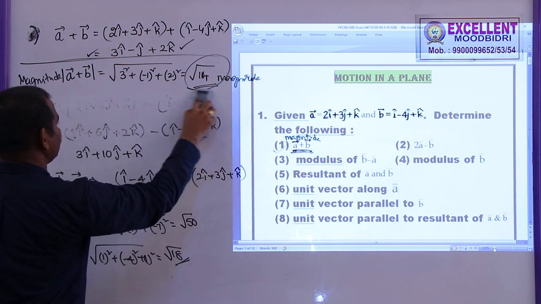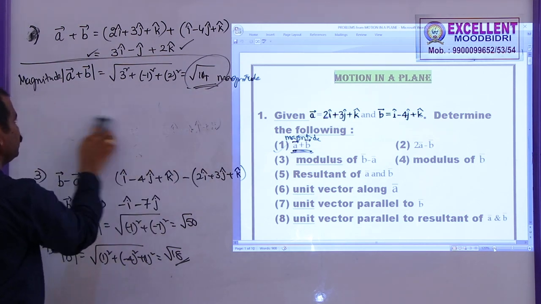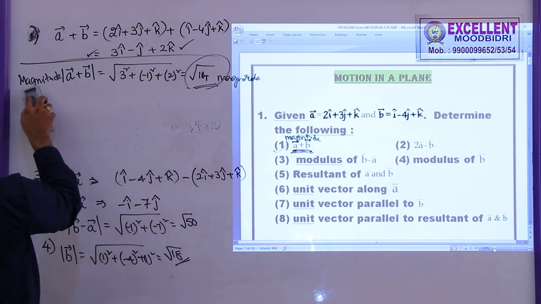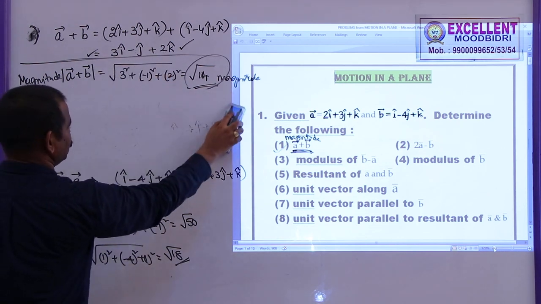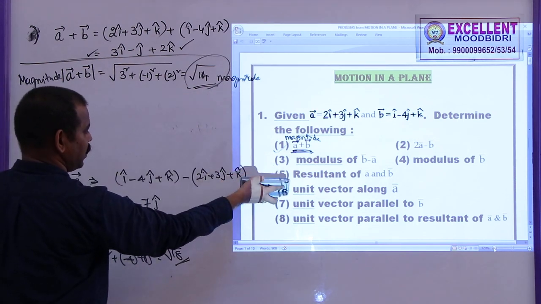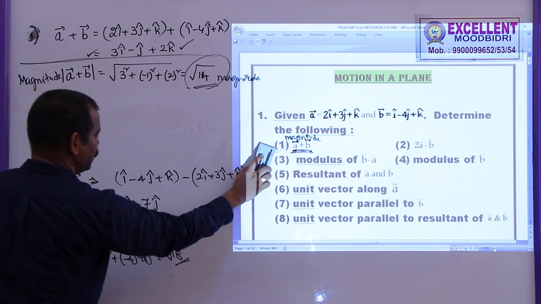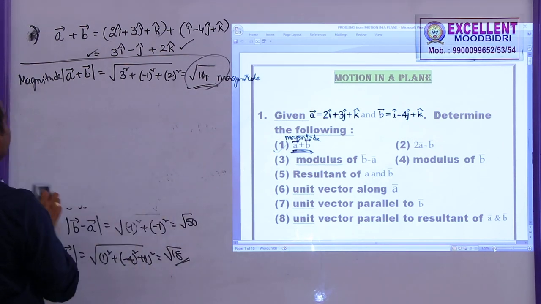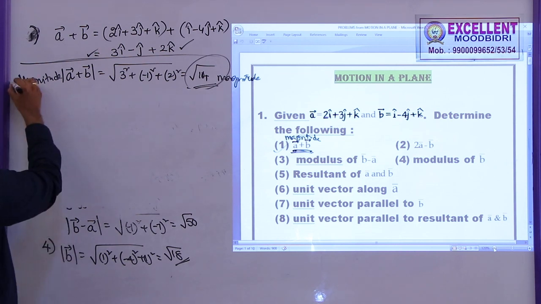So this is the resultant of a bar and b bar, which is given by 3i minus j plus 2k, and they are asking for the resultant, we have to find the magnitude. Direction is not required here. So this is a resultant, and sometimes they ask this as a modulus or magnitude of a bar and b bar. This is also the fifth one.